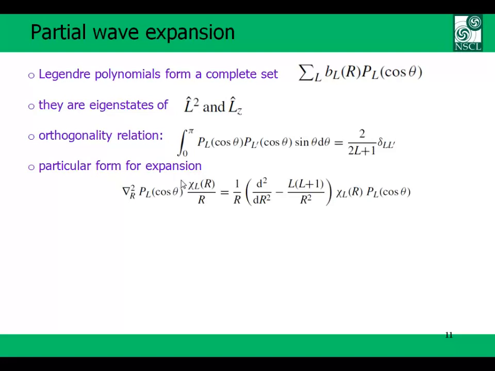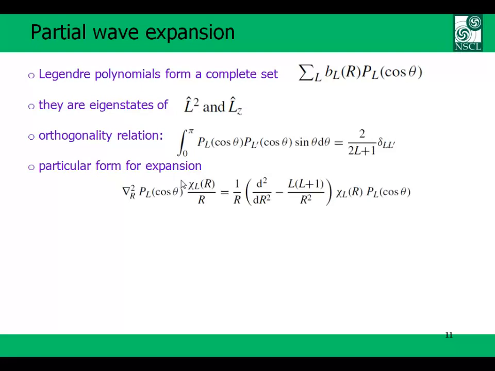So the Legendre polynomials form a complete set, and that means that I can expand my wave function in this way. They are eigenstates of L squared and Lz, which is very convenient because these are the symmetries of my problem. They satisfy certain orthogonality relations, which allows me to split the problem into the various partial waves without mixing them. And then there's a particular form for the expansion that's convenient.